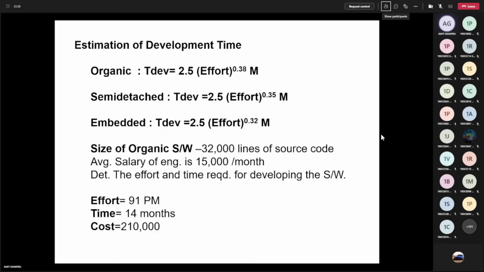Now which equation should I consider for development time? As it is organic software, I have already given that. Otherwise, if I give you a description, you have to justify and classify that software as of a certain type, right? But here the task is simple. So the first equation you have to take. So 2.5 into 91, the effort we have already calculated, raised to 0.38. So calculate how much is the value of development time in terms of months. Don't forget to put the unit, otherwise your 50% marks will be cut.